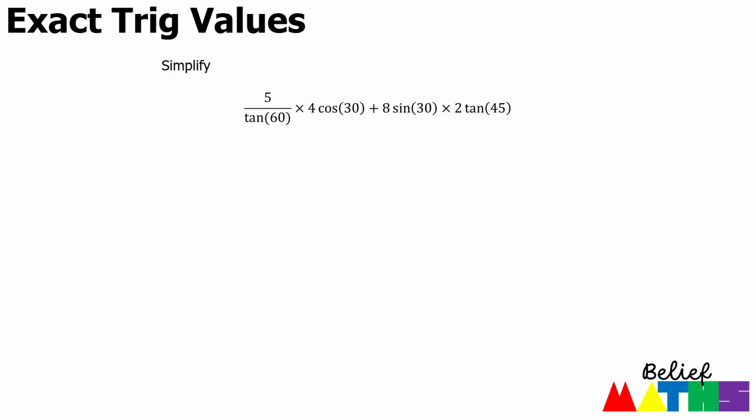Now the other way they can ask you these is in isolation of triangles. They can just give you something like this and ask you to manipulate it. It tends to be one of the last questions on the paper, and it had been coming up every year, but in recent years it's not every single year it comes up. So if we substitute these values in, you get 5 over tan of 60, which is the square root of 3, multiplied by 4 times the cosine of 30, which is the square root of 3 over 2, plus 8 times the sine of 30, which is a half, times 2 times the sine of 45, which is 1.